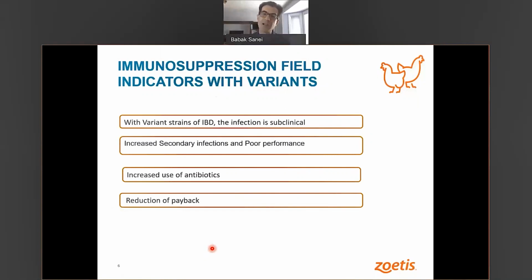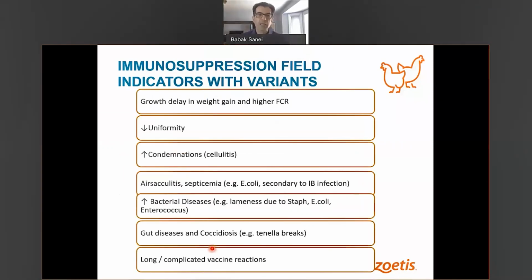Then you start to have more leg problems, for example, mortality due to E. coli, non-specific. You can't say what is going on here. Obviously, if you have a bacterial infection, then you need to use more antibiotics. And the bottom line is that your return on investment is definitely compromised there. Your uniformity will be affected.